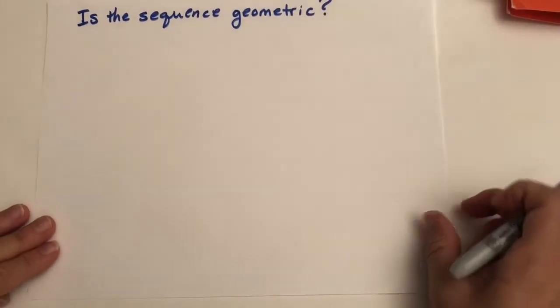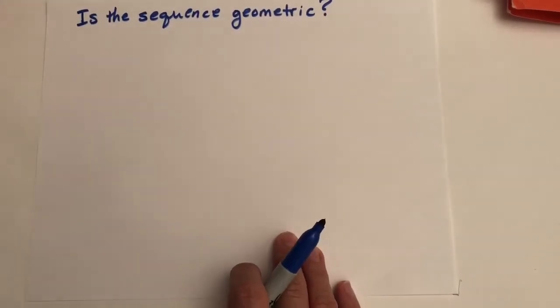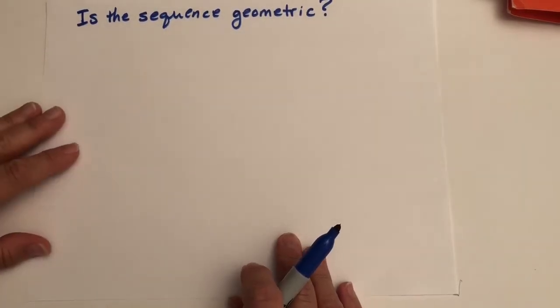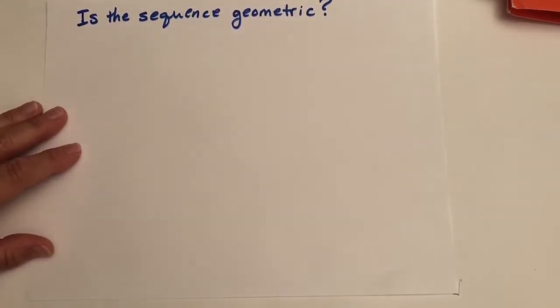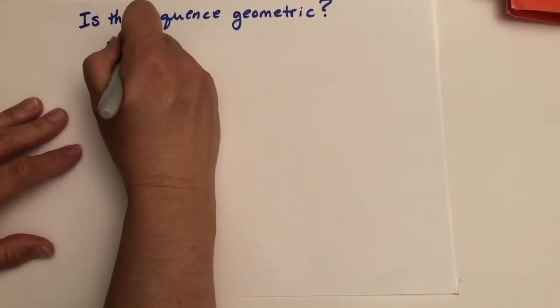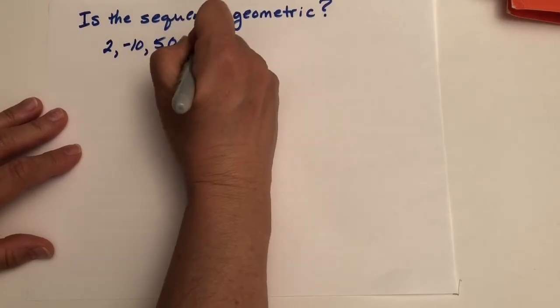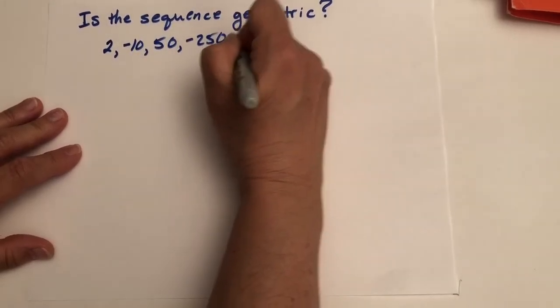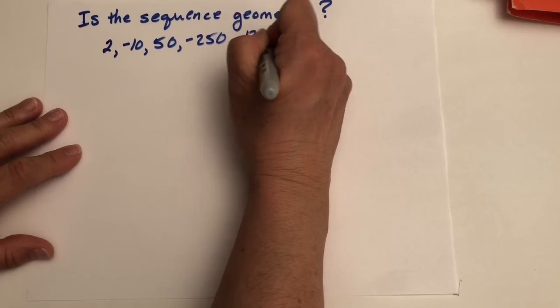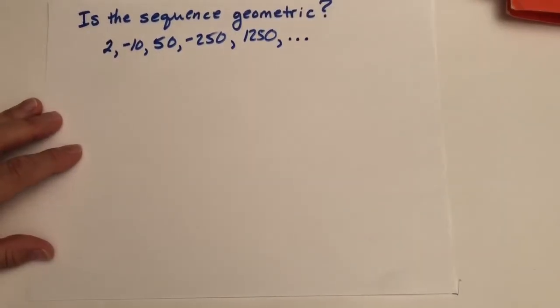We know that if we're going to use a formula that requires that a sequence be geometric, we should be able to determine if a sequence is geometric. So let's look at this particular sequence: 2, -10, 50, -250, 1250, and so on. So the question is, is it geometric?